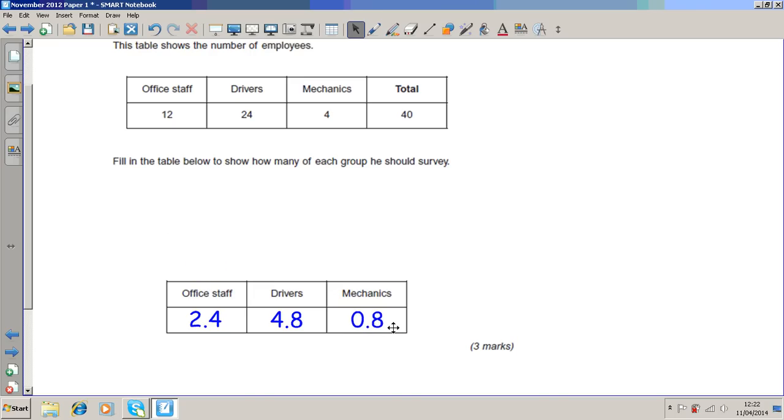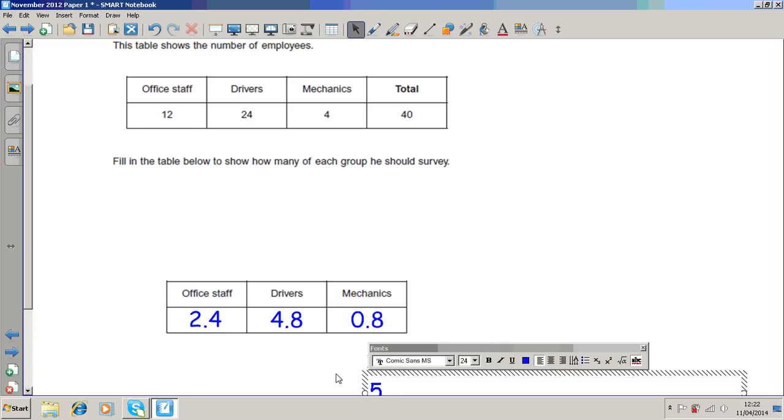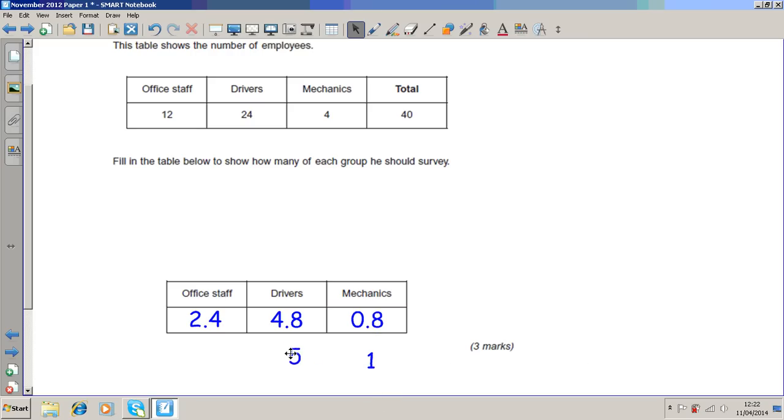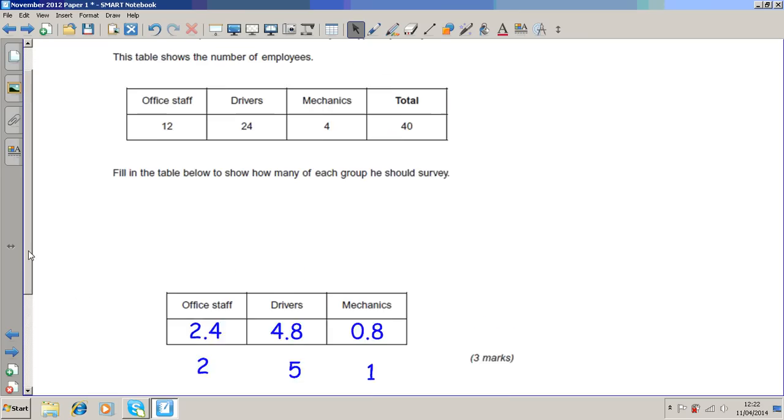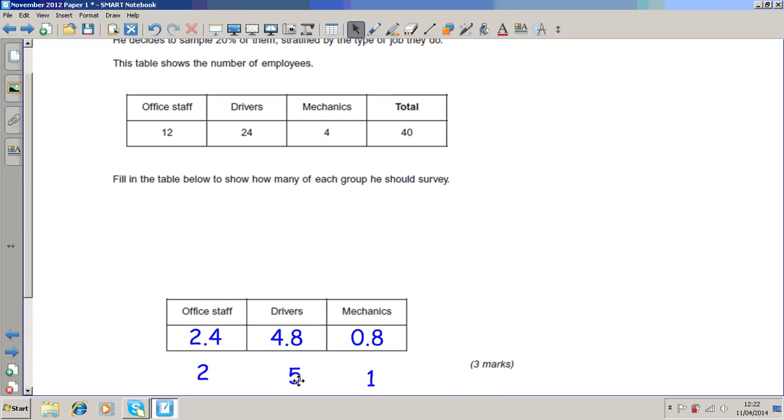Now clearly we can't have those numbers because they aren't going to work. So we'll make it 1 mechanic, round that one up. I'll make it 5 drivers and round that up. And then we'll make it 2 of our office staff. And then that's 8 people, and if I divide 40 by 5, then I get 8 people as well. So my answers are 2, 5 and 1.